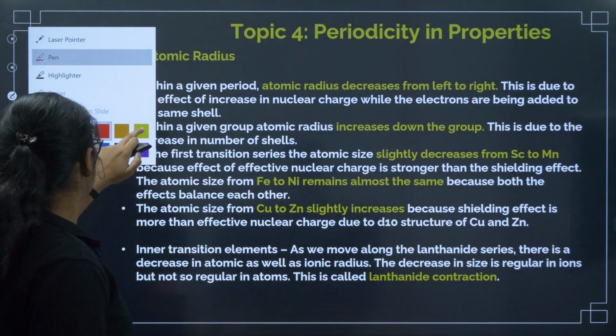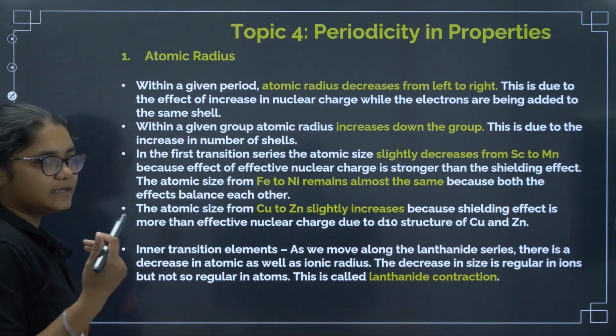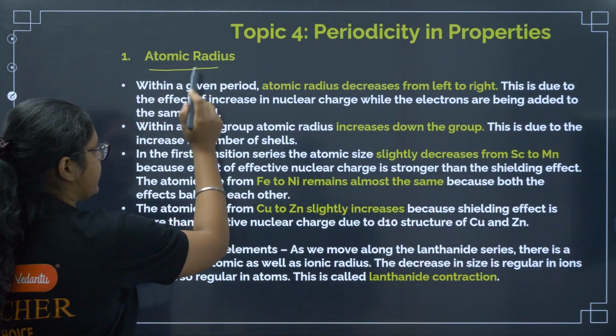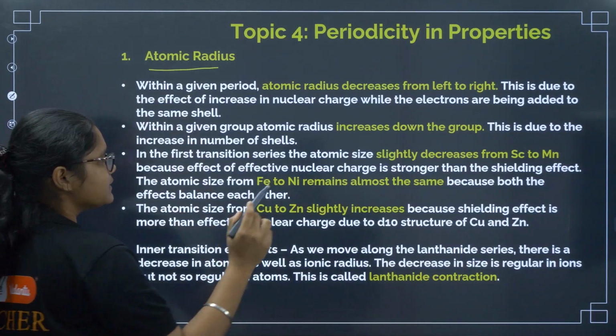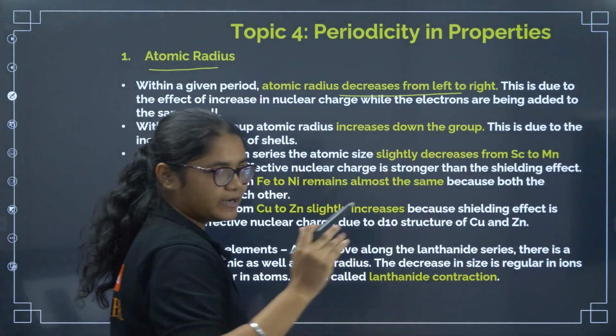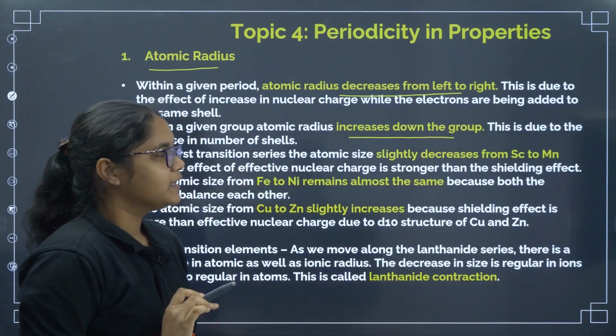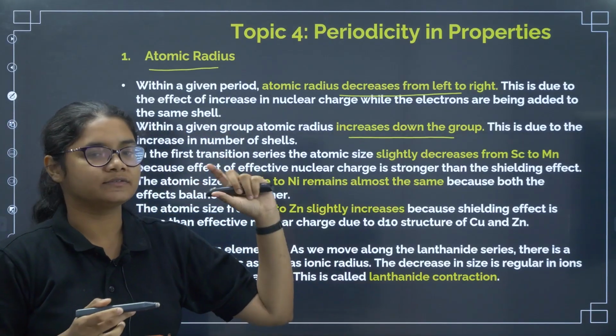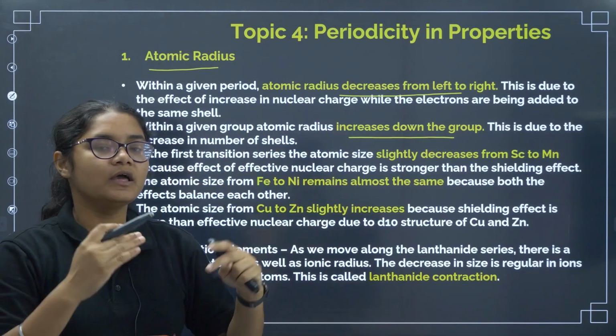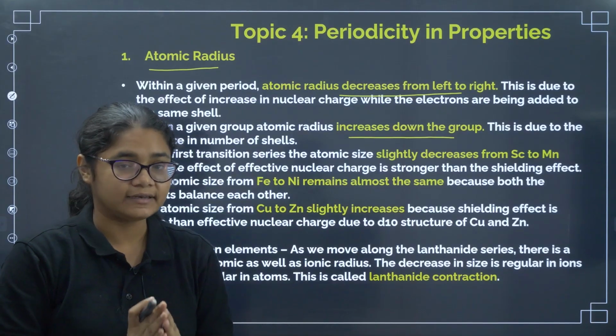Now we will quickly go to the atomic properties or periodicity in the properties. First one is the atomic radius. Very simple thing. It decreases from left to right along the period, and it increases down the group. Effective nuclear charge increases, so size decreases along the period. New shells are added down the group, so size increases.